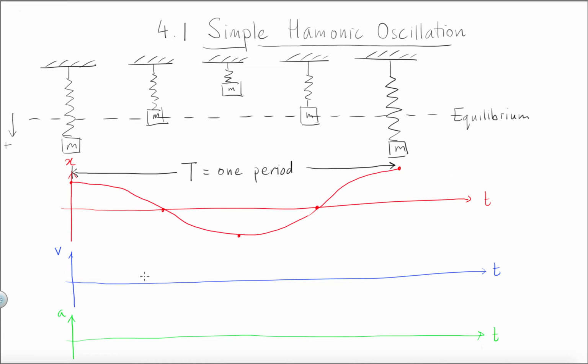Now if we plot the velocity, since the instantaneous velocity is the gradient of the tangent to the curve of the displacement time curve, then the velocity is actually zero when it's at its maximum extension. And another word for maximum extension is amplitude.